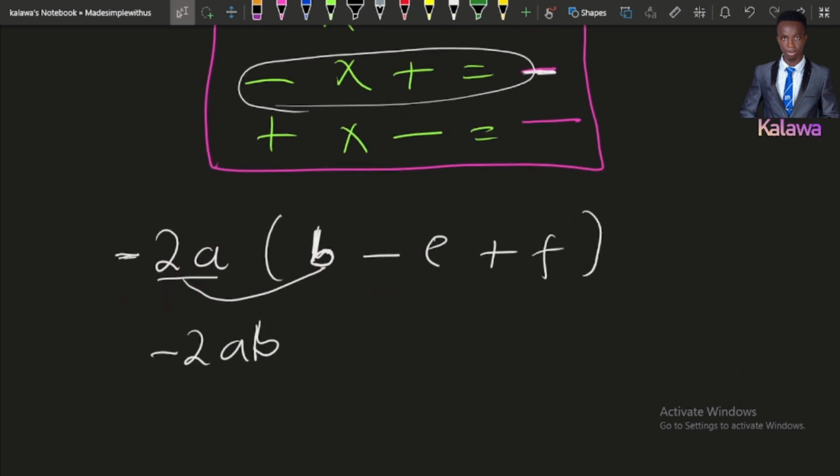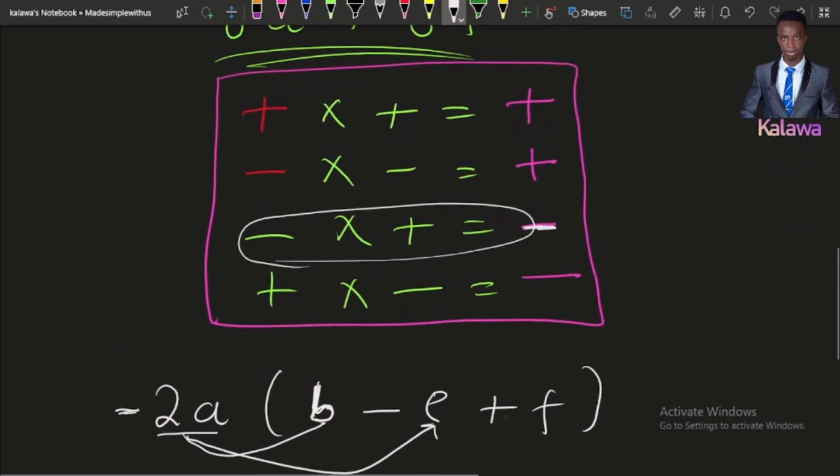And then we go to the next step. Minus 2a times what? This same minus 2a, we multiply it by minus a. So this will give us what? We first say minus times minus. So let's go up here and see: minus times minus, what will the answer be?